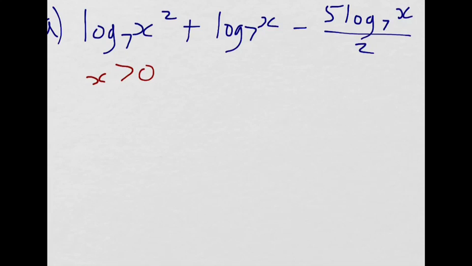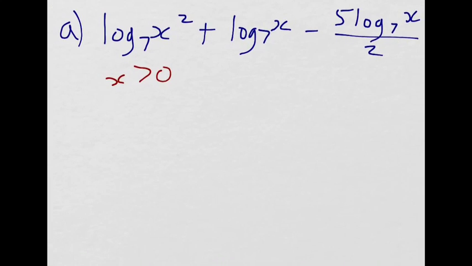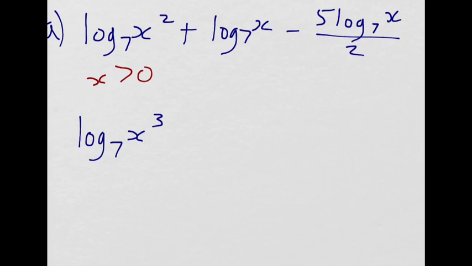A little bit. Okay, so I'm going to combine these first 2. What do they combine to? X squared times x, right? So this would be log x cubed base 7, right? Because it's x squared times x. And then I have minus 5 log x base 7 over 2. What to do now?